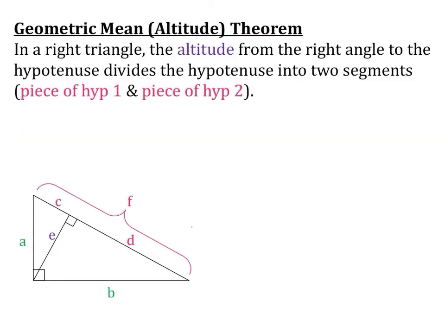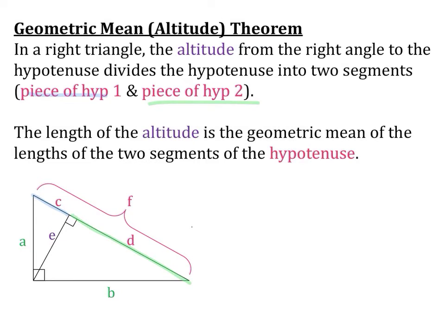Alright, so the geometric mean leads us to the geometric mean altitude theorem. It states that in a right triangle, the altitude from the right angle to the hypotenuse divides the hypotenuse into two segments. I mentioned this earlier, but our two segments are labeled C and D in this picture. These are the two segments that are highlighted. For simplicity, we'll call them piece of hypotenuse 1 and piece of hypotenuse 2.